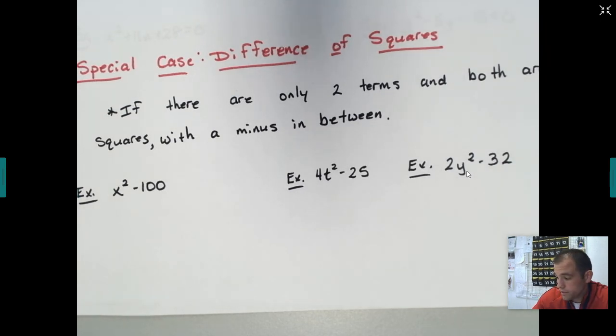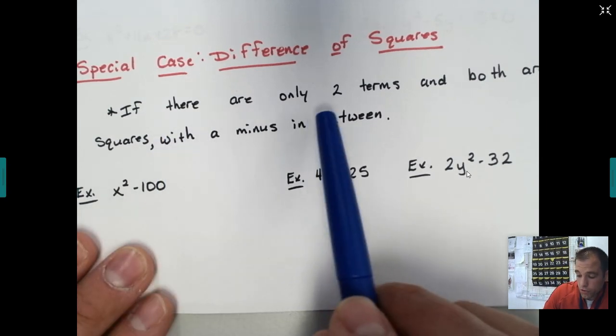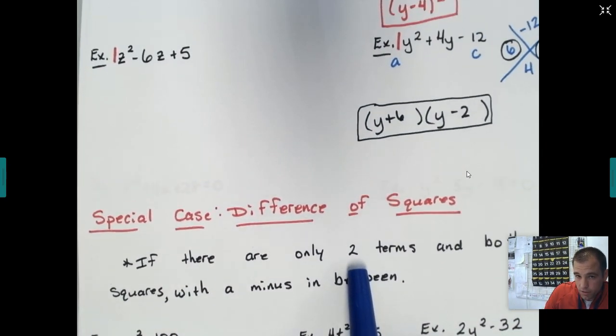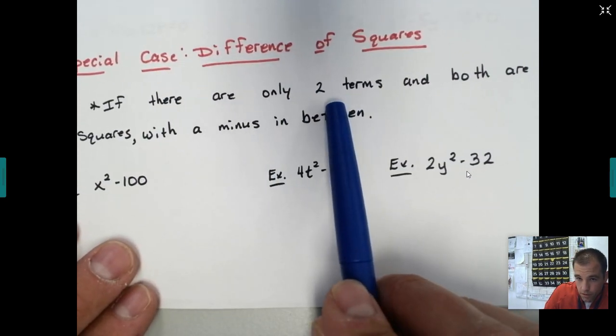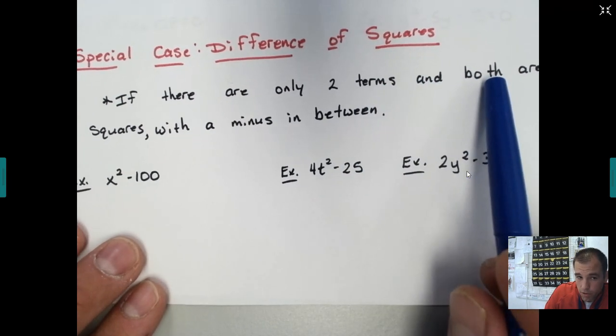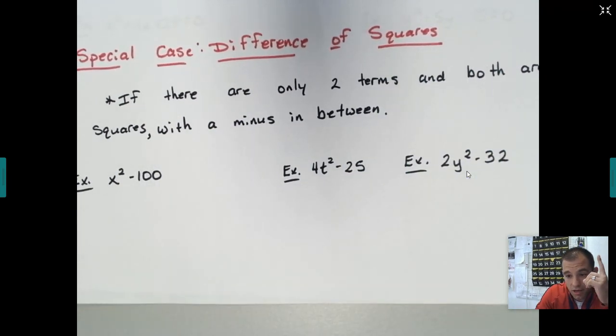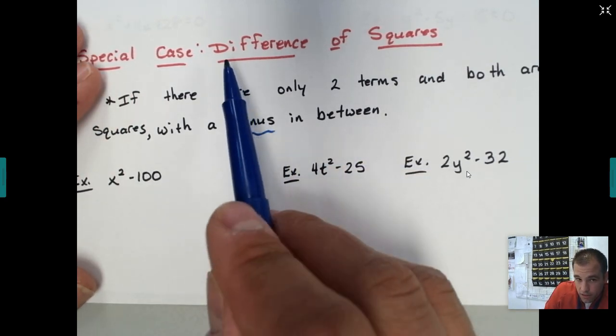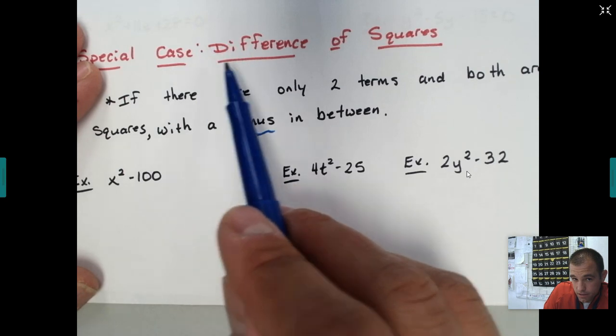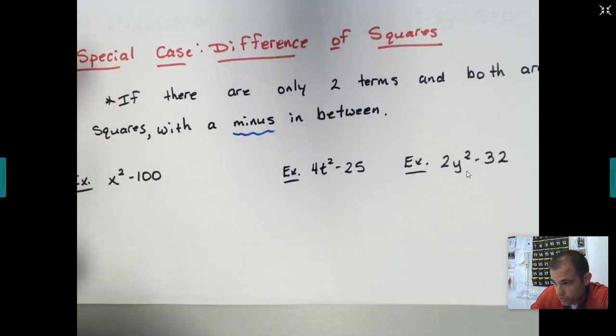And you only use this in a very, very specific situation. If there are only 2 terms, right, we couldn't use it up here because this has 3 terms. So I can't do that. Only 2 terms. Both terms are a perfect square. And perfect squares are like 4, 2 times 2 is 4, 3 times 3 is 9, 4 times 4 is 16, 5 times 5 is 25. Those are perfect squares. And it has to have a minus in between them. So it has to be subtraction, thus the name. Difference means minus. Squares means they are both perfect squares.